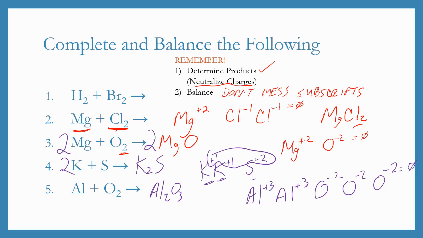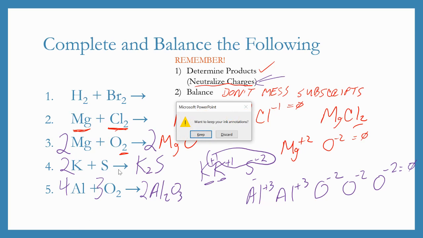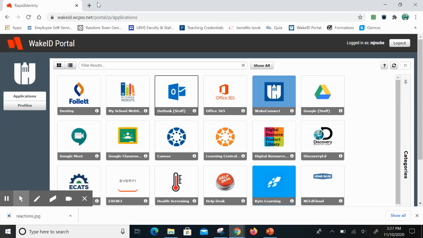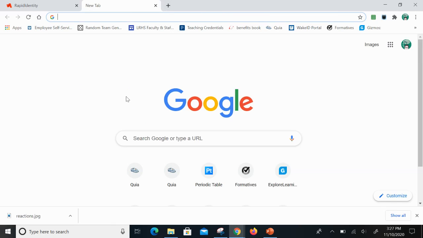And then I can start balancing based on my product that I've put together with neutralized charges. So when this gets together, we need 2 of these and 4 of those and 3 of those. All right. But here's the thing. How do I know you can do that? When I Google, watch me Google, kids.